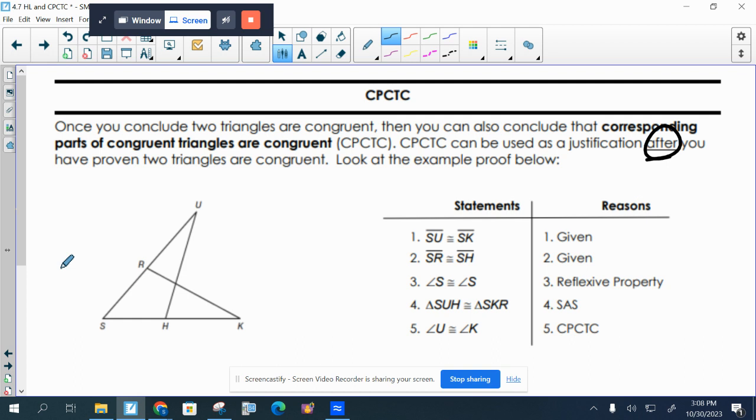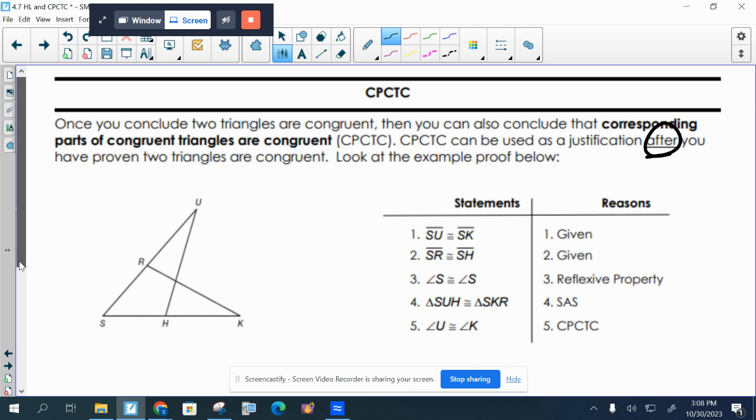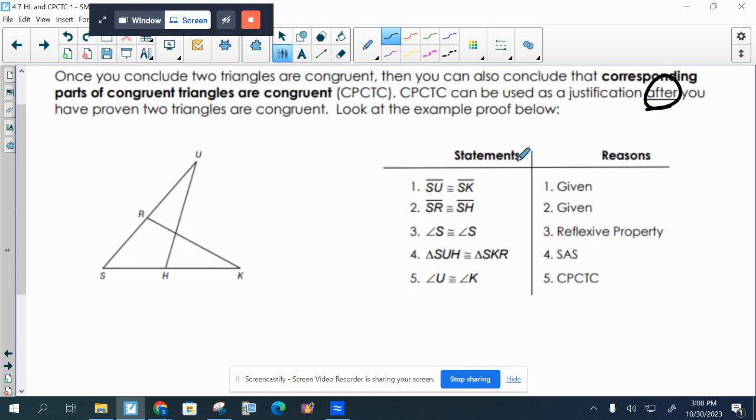Look at the example proof below. So here we have SU is congruent to SK. So you know this is congruent. And here and here. And then SR is congruent to SH. So I'm actually going to mark that in. That's also given.